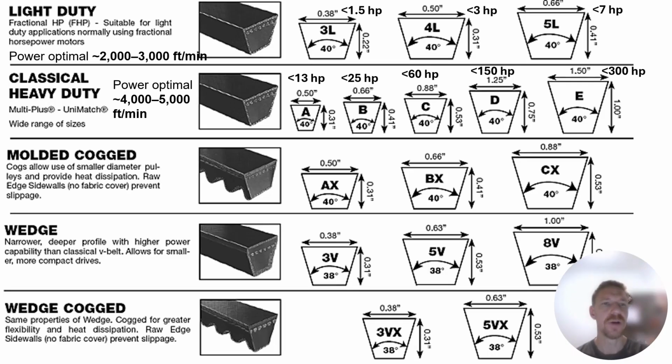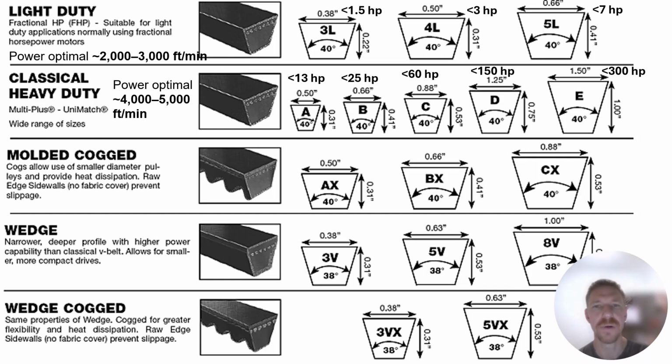Here's a variety of different belts. You see the top row here is light duty belts. The amount of horsepower that each one of those can handle is annotated, about 1.5 horsepower for the 3L and less than 7 horsepower for the 5L. And then the second row is the type of belt that we have in our problem, a classical heavy duty belt, and you see the horsepower is less than 13 horsepower.